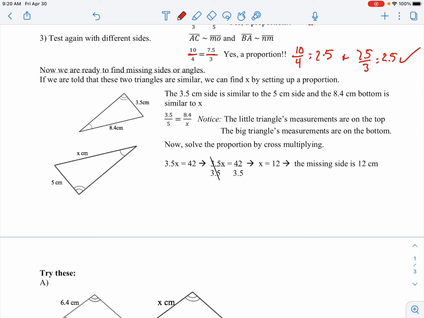So now that we've practiced with proportions, we have to do corresponding sides here. So let's just get after it. If we are told that these two triangles are similar, we can find x by setting up a proportion. So the 3.5 centimeter side is similar to the 5 centimeter side. And so the 3.5 right here, they're saying is similar to here.